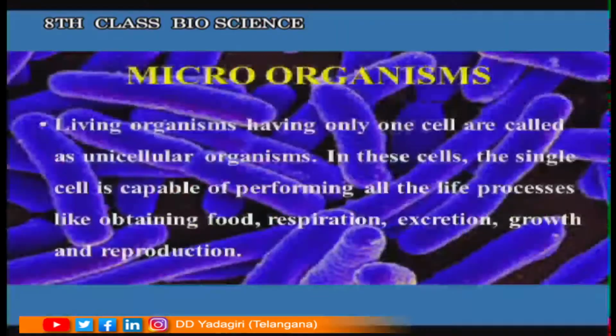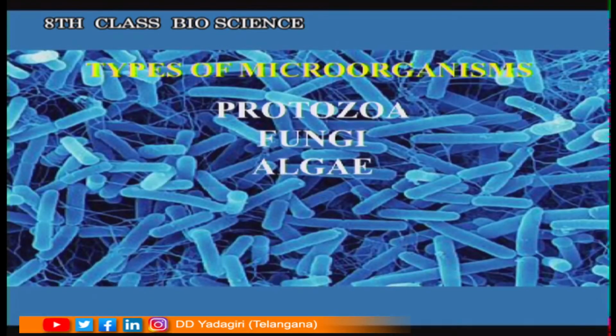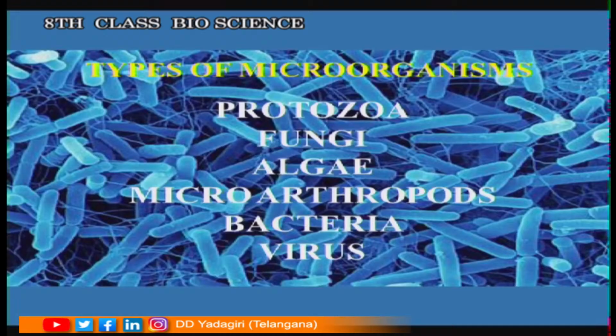So, what are microorganisms? The living organisms which cannot be seen by our naked eye, which have only a single cell and which can perform all the metabolic activities like digestion, respiration, excretion, growth and reproduction within the single cell are called microorganisms. Observe these microorganisms, children, they are of different shapes and sizes. What are the different types of microorganisms we have studied in our last class? Protozoa, fungi, algae, microarthropods, bacteria and virus.